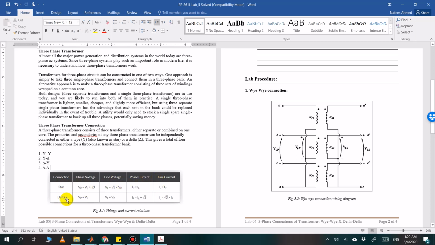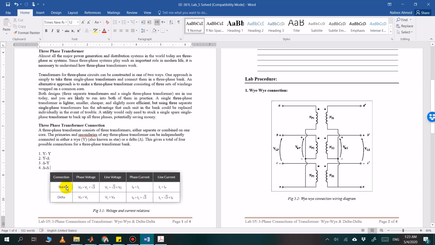On the other hand, if you look at the delta configuration, we have the same voltage, the phase voltage and the line voltage are both the same, but the currents are different. So the phase current will be lower and the line current will be higher. In the case of delta, the difference is in the currents. So this is the overall summary of the star connection or Y connection.